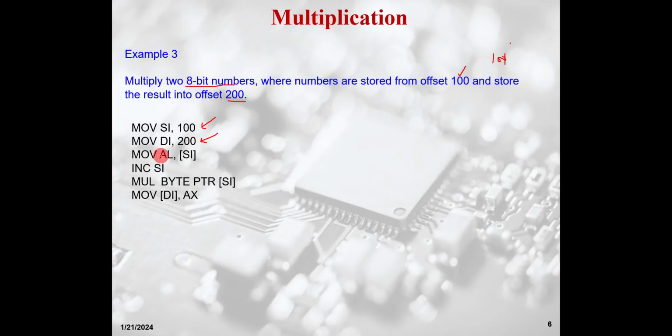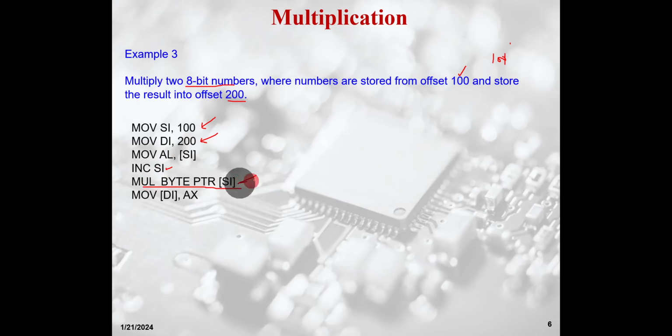Now I have to get the next byte. So I can increase SI, and now SI is pointing towards 101. So I can do MUL BYTE PTR [SI]. Whatever was in AL, the data which was available at offset 100, is multiplied by the data at SI, and since I have increased SI, it is 101. So that next data will be multiplied.